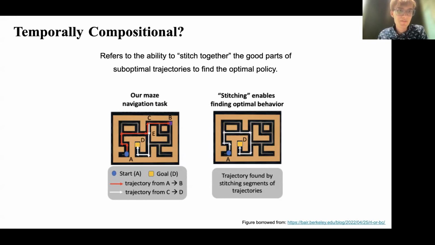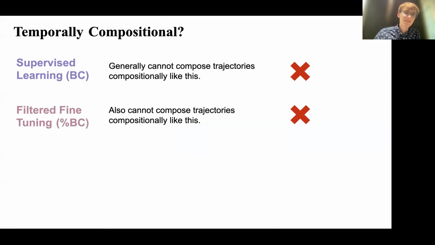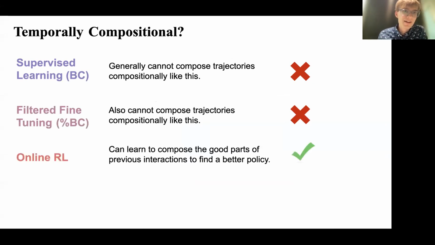Whereas certain offline RL methods are actually able to figure out this sort of stitching thing. And it just means that your method is a more powerful optimizer, essentially. So, like I said, supervised learning, maybe sometimes it can do this, but generally not. Same thing with filtered fine tuning. Online RL, it's a bit weird to consider it as temporal compositionality because it's not learning from a static data set. It can go out and try things, but I'll give it the check mark because it's able to arbitrarily optimize utility functions. Offline RL, the answer is a bit complicated: sometimes.